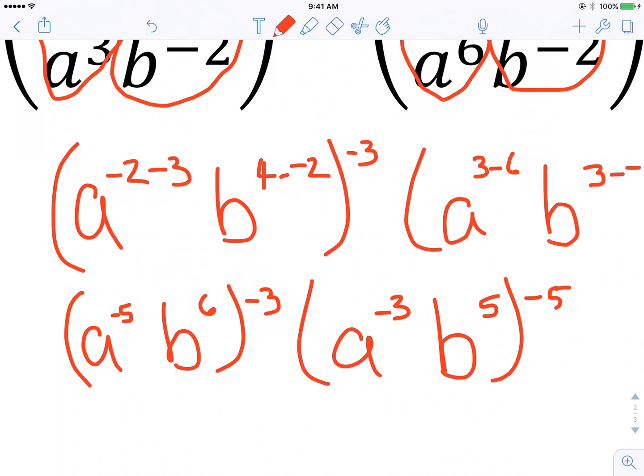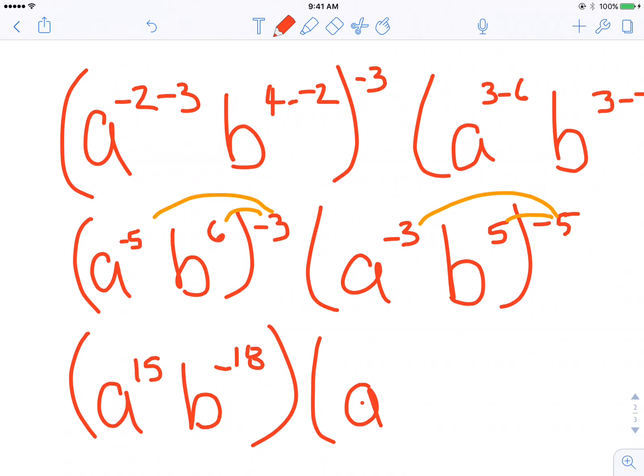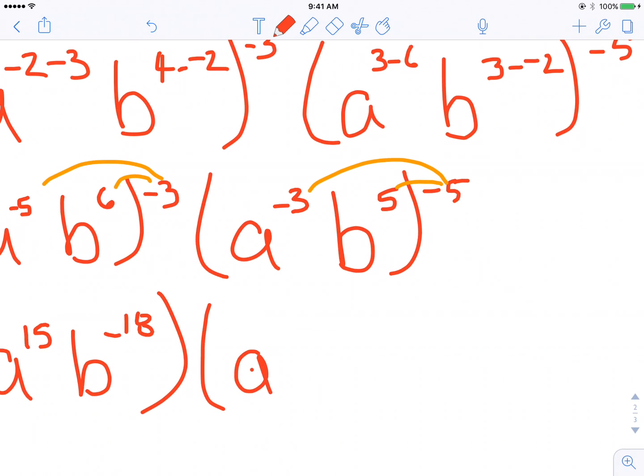Now I'm going to apply those exponents in. I'm going to multiply this in here. Powers to a power you multiply. Same here. Powers to a power you multiply. So I got a to the power of negative 5 times negative 3 is positive 15. B to the power of 6 times negative 3 is b to the power of negative 18. A to the power of negative 3 times negative 5 is positive 15. B to the power of 5 times negative 5 is b to the power of negative 25.